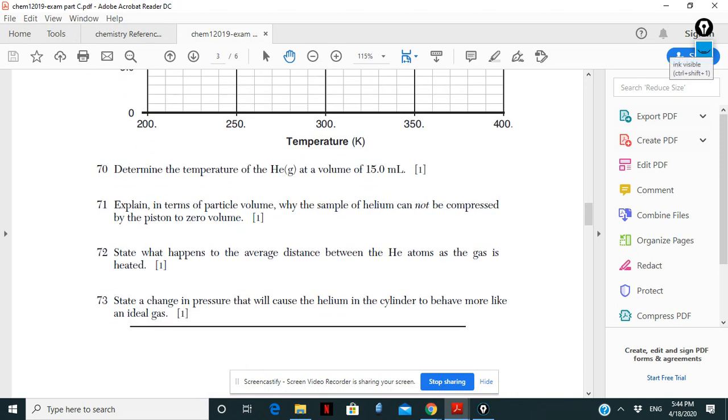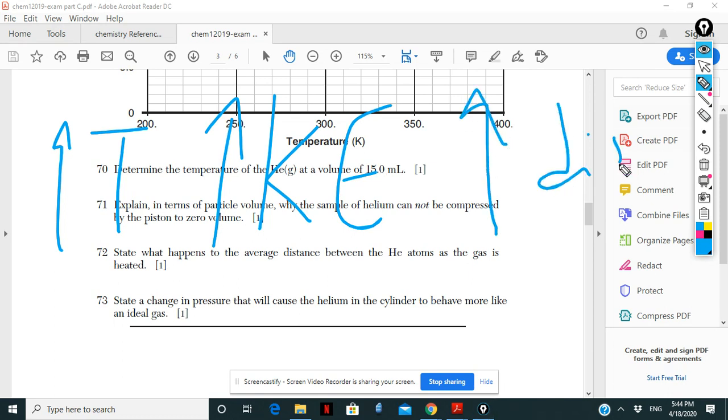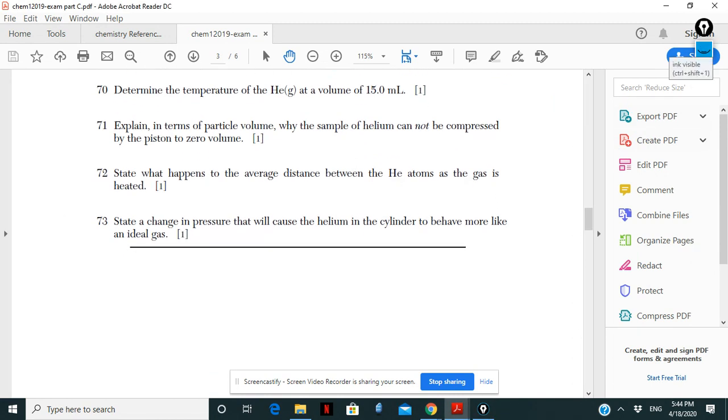State what happens to the average distance between the helium atoms as the gas is heated. As the gas is heated, the temperature increases, so the kinetic energy increases, and that increases the distance, because now the particles are going to move apart from each other. Now, state the change in pressure that will cause the helium in the cylinder to behave more like an ideal gas. The pressure should be lower. And if it asks about temperature, then increasing the temperature. So increasing temperature and decreasing pressure leads gases to behave like ideal gases.